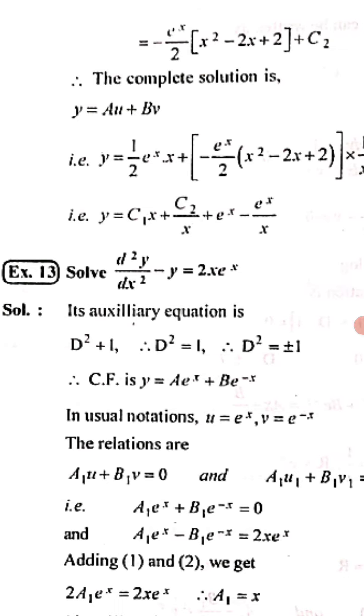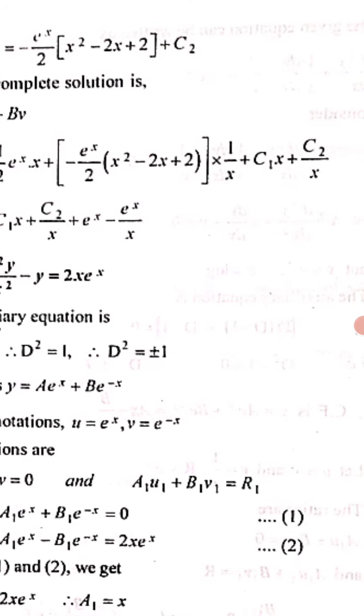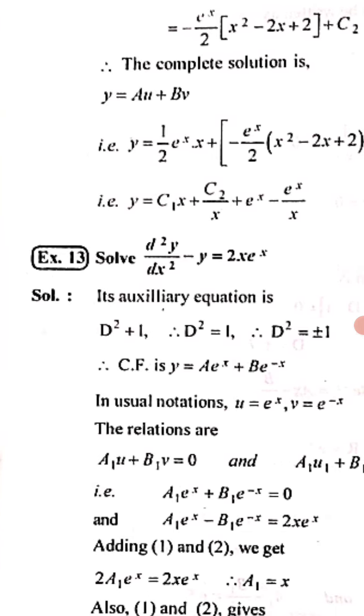That is y is equal to 1 divided by 2 e raised to x into x plus minus e raised to x divided by 2 into bracket x square minus 2x plus 2 into 1 divided by x plus c1x plus c2 divided by x. That is y is equal to c1x plus c2 divided by x plus e raised to x minus e raised to x divided by x.